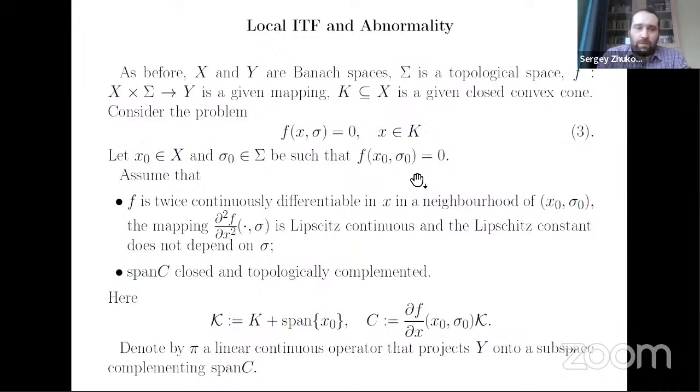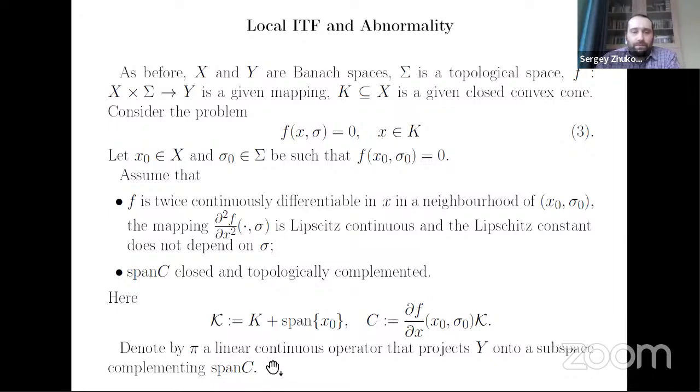Assume that f is smooth enough. Here is the smoothness assumption. I will not pay much attention to the details. The main part of this assumption is that f is twice continuously differentiable in X around the point x0 sigma 0. Assume additionally that the linear shell of the set C is closed and topologically complemented. Here C is defined by this formula. So it is defined by the mapping F and the given cone K.